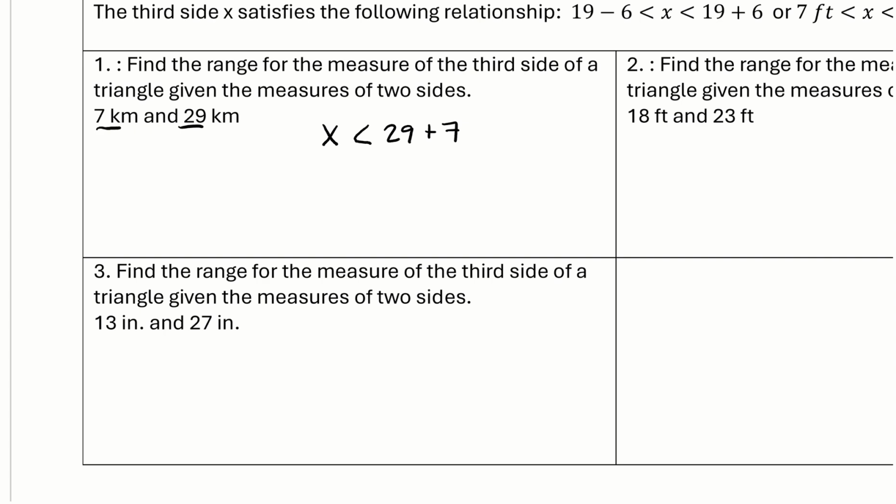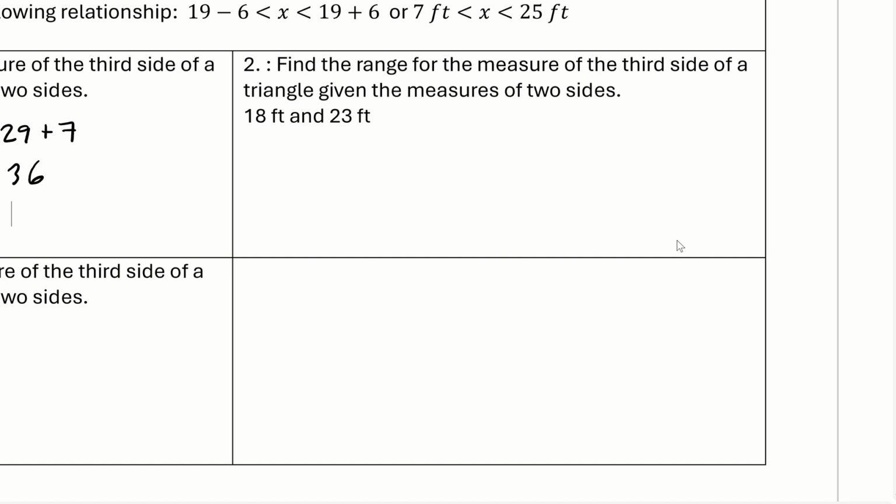I can also subtract the two sides, and that number should be smaller than the third side. So if I subtract these, 29 minus 7, that's how I do it. I just subtract them and then add them, and that gives me my range of values. So that means that x could be anywhere between 22 and 36, but it cannot be equal to 22 or 36. All right, and there's your answer for number 1. Really easy. So just add them and subtract them.